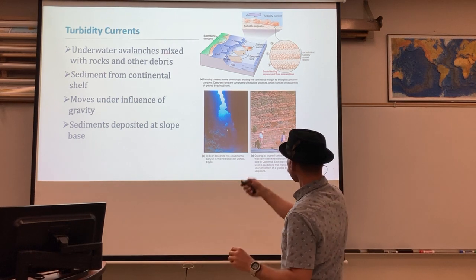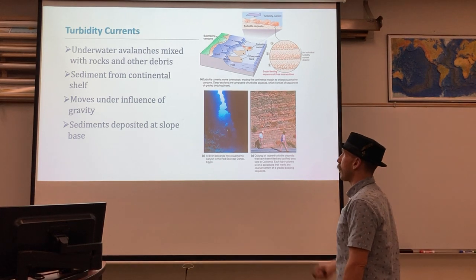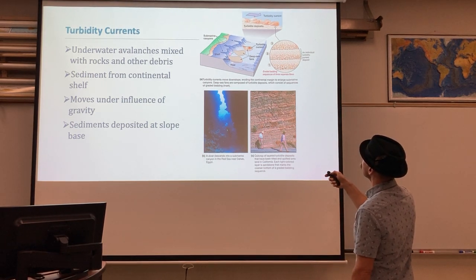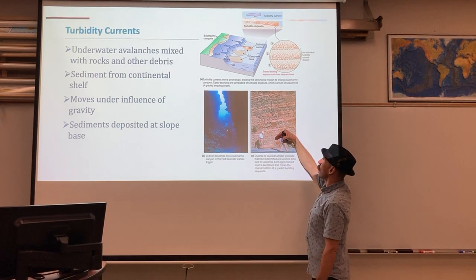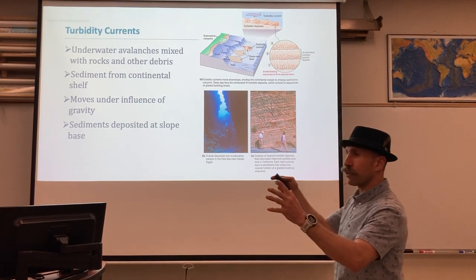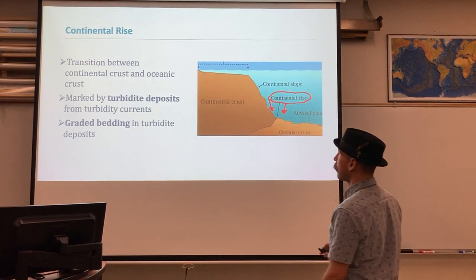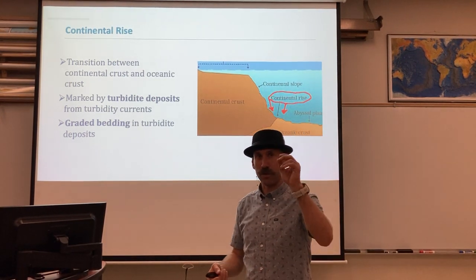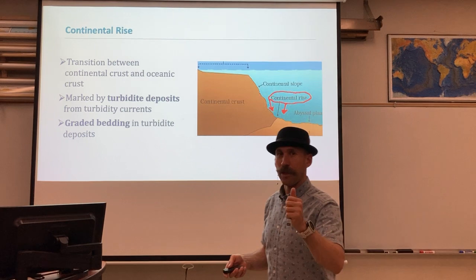Cool stuff. Turbidity currents are underwater avalanches mixed with rock and other debris. They move under the influence of gravity, and then they deposit sediments in these deep sea fans at their base. These sediments are called turbidite deposits, and they layer very similar to sedimentary rocks. Cool ocean features associated with continental margins. The last piece is going to be the continental rise. This is where the turbidite deposits are laid down, also known as submarine fans. And we get graded bedding, which we just saw in the previous slide.